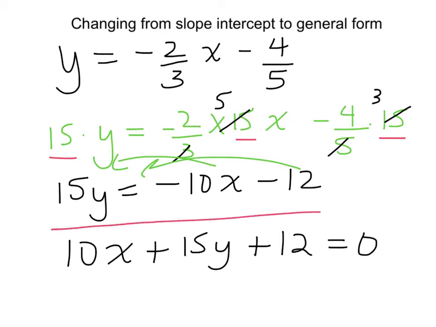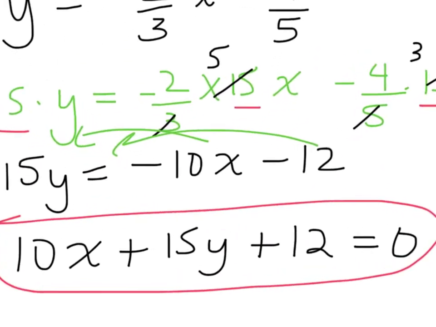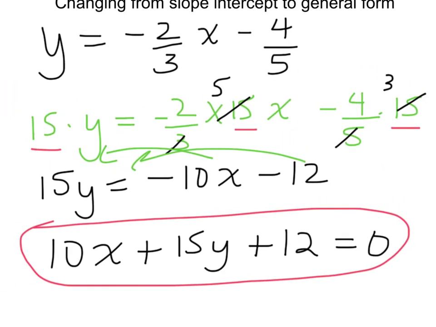So we've now got a great new equation, and we can now use ax plus by plus c equals 0 and apply all our formulas if we wanted to find the slope, y-intercept, or x-intercept.